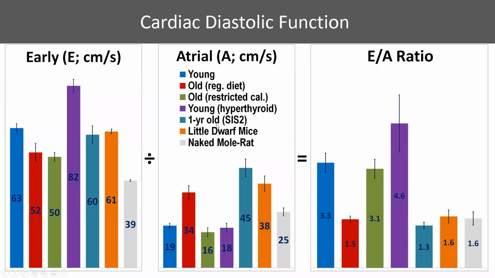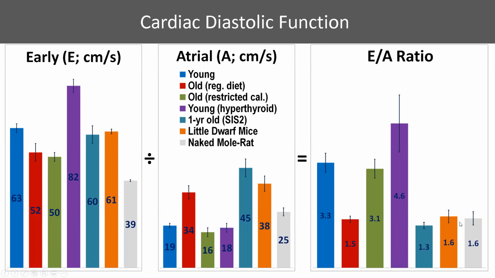We also looked at the 1-year-old CIS2 mice. In the 1-year-old CIS2 mice, systolic function was maintained, but now the diastolic function is deteriorated, perhaps because of the systolic function being maintained. The heart may have hypertrophied and the relaxation might have suffered from that.